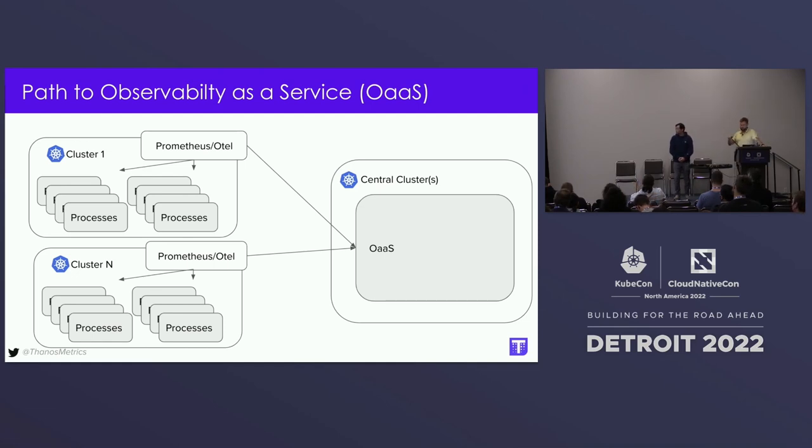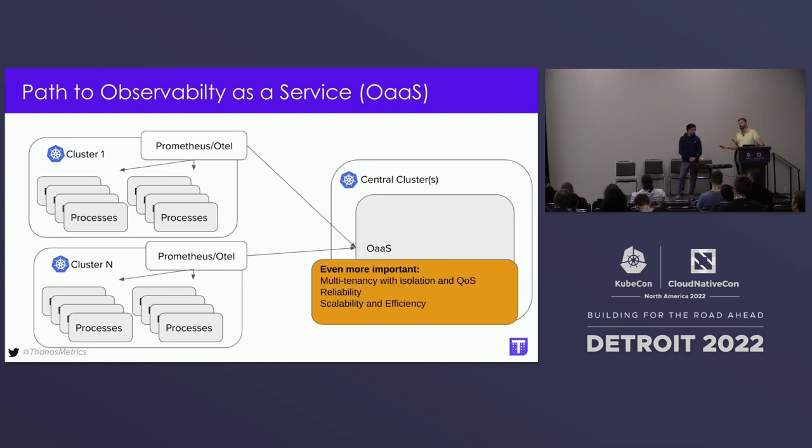So this is very popular nowadays and we acknowledge that as a Thanos team, and we want to prioritize certain aspects of the system that make it easier. We can categorize three things. Multi-tenancy with isolation and quality of service, because at the end, you may want to have a dedicated observability team that is focused just on maintaining and operating the system.